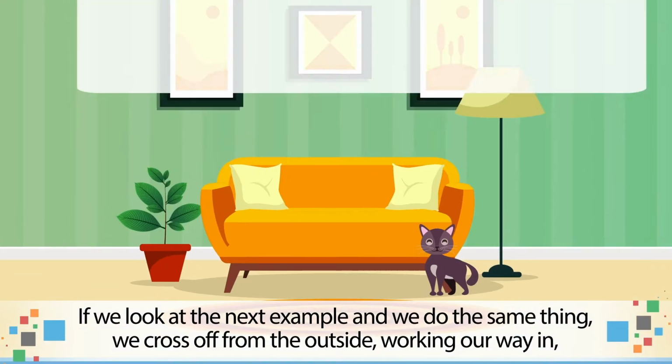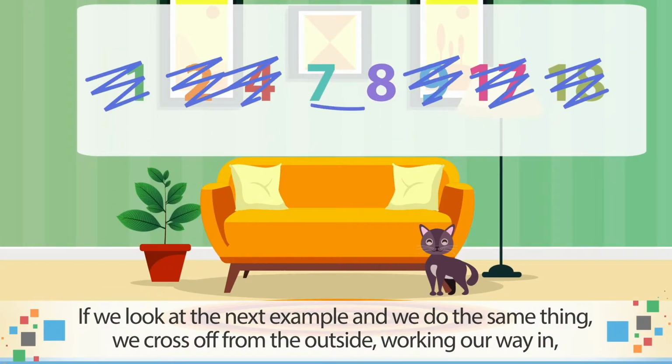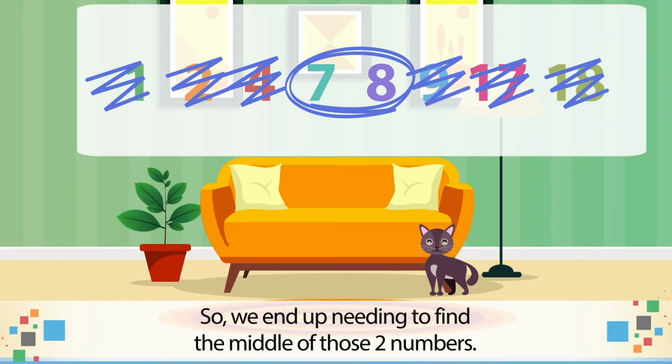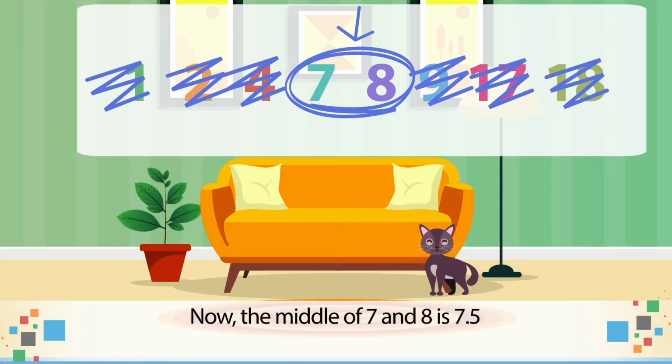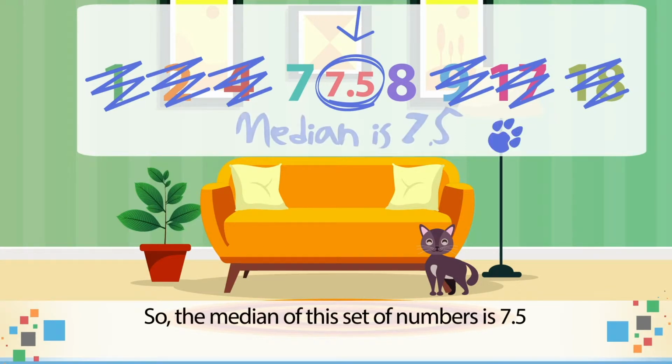If we look at the next example and we do the same thing, we cross off from the outside, working our way in, we can see that we end up with two numbers in the middle. So we end up needing to find the middle of those two numbers. Now the middle of 7 and 8 is 7.5, so the median of this set of numbers is 7.5.